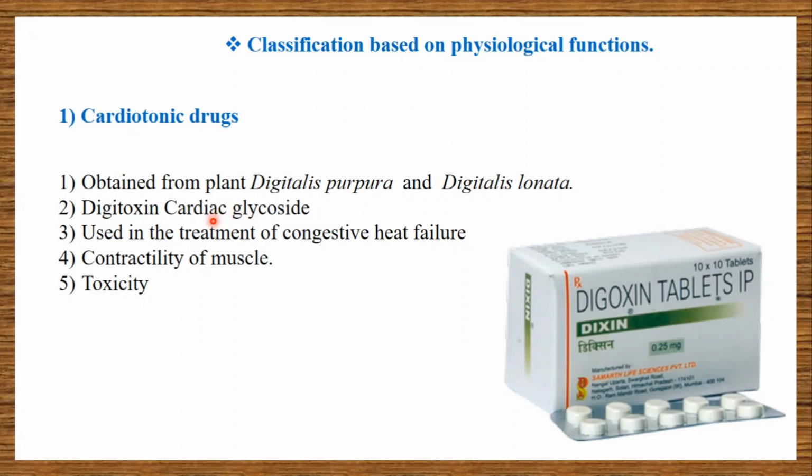The role of digitalis is that it increases the contractility of heart muscle. It increases the force and velocity of contraction in the contraction phase of the cardiac cycle, and thus helps in emptying of the ventricles. Due to this property it is used as a cardiotonic drug, and the example is digoxin. So this is all about the first class, cardiotonic drugs.